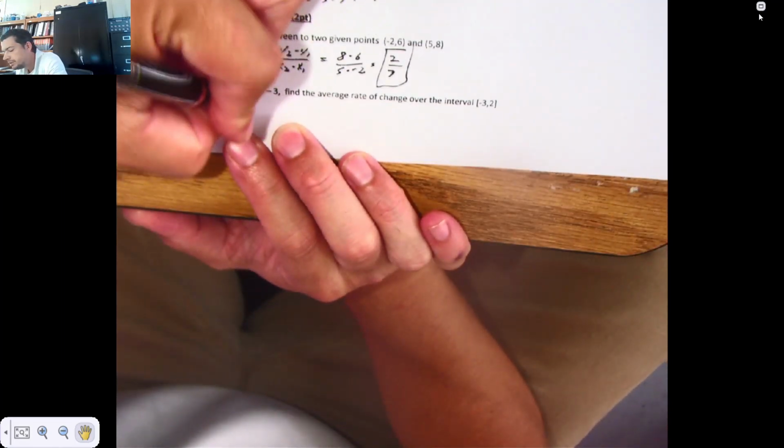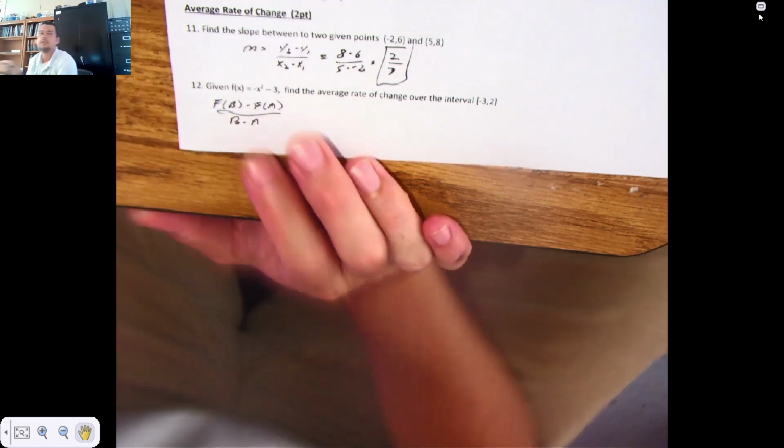Number 12, average rate of change. The formula for average rate of change is f of b minus f of a, sitting pretty over b minus a. Sorry, my hand's starting to hurt.